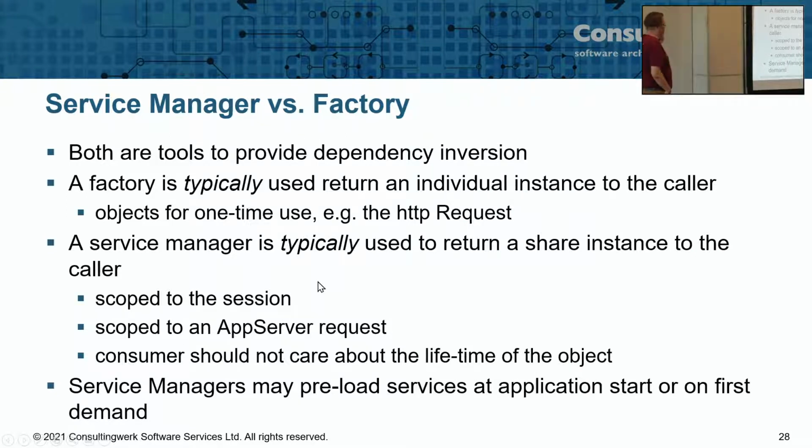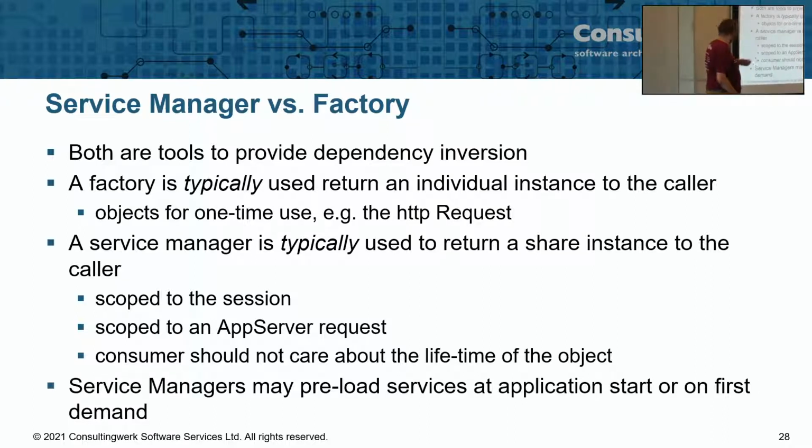And that then opens the question when to use what. So both are tools to provide dependency inversion. Factory, we use it typically to return an individual instance to the caller. So for one-time use, like Progress did with the HTTP request and client. That also means you could be preparing multiple HTTP requests in parallel. With services, when you only have one instance, you cannot set them up for two calls that should be happening in sequence. You would have to do one request, one call, next request, next call. With things that you get from the factory, you can do that in parallel.